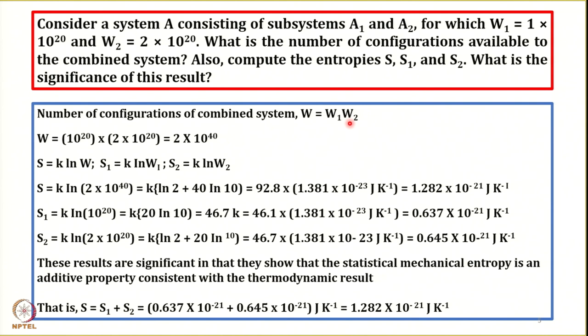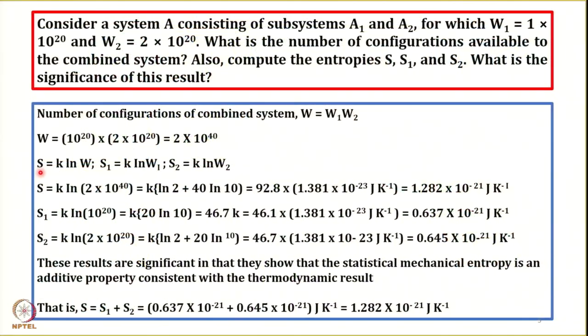Since there are two subsystems, A1 and A2, if W1 is the number of configurations in system 1 and W2 in system 2, then the number of configurations of the combined system is W1 into W2. Simple mathematics. W1 is 10 raised to the power 20, that is given to us. W2 is 2 into 10 raised to the power 20. So the number of configurations of the combined system is 2 into 10 raised to the power 40. Right. Now we have been asked to compute the entropies, S.